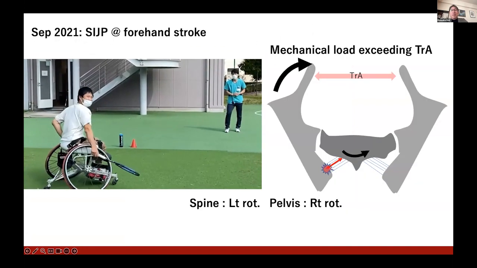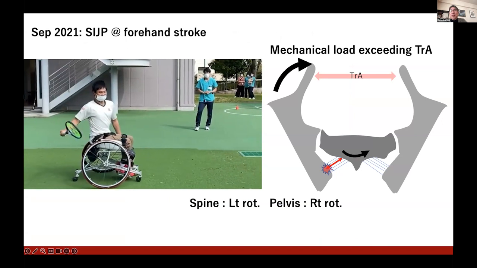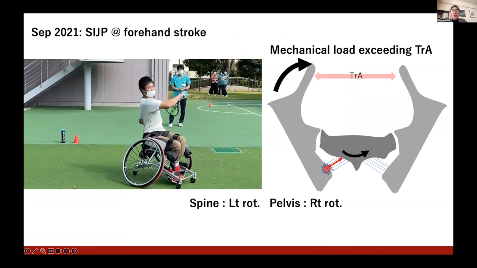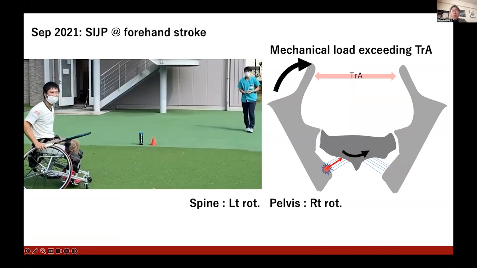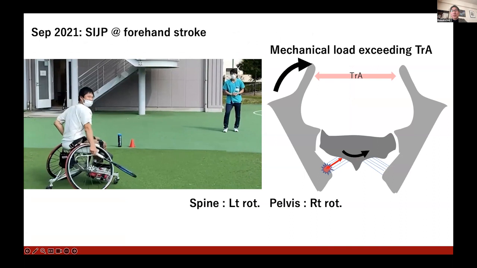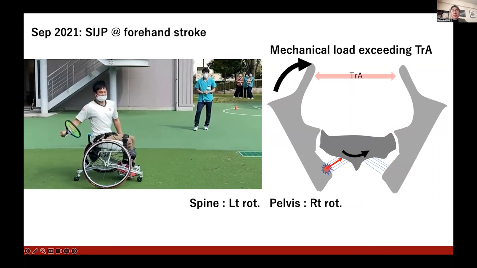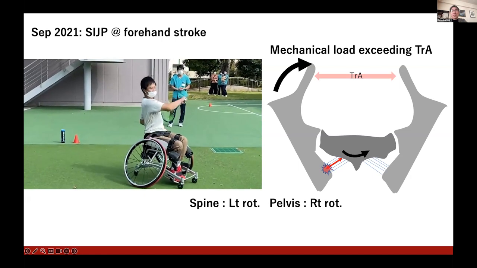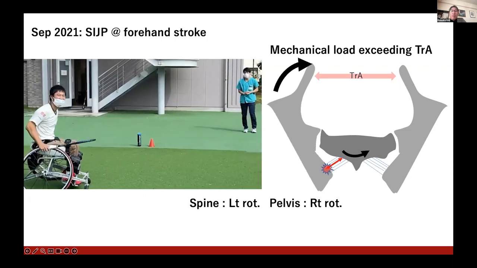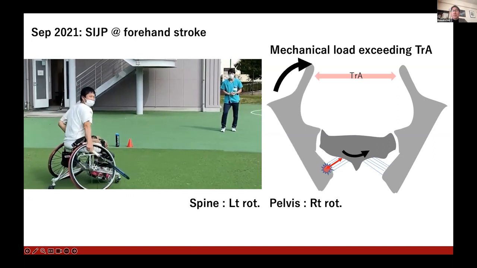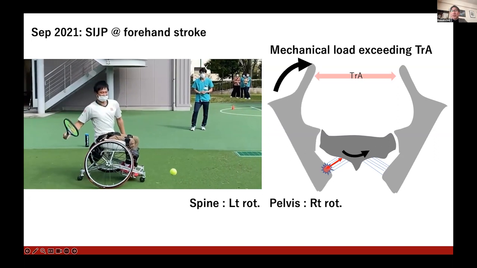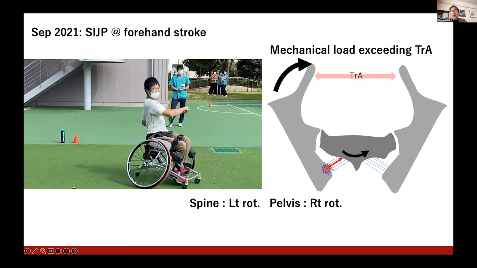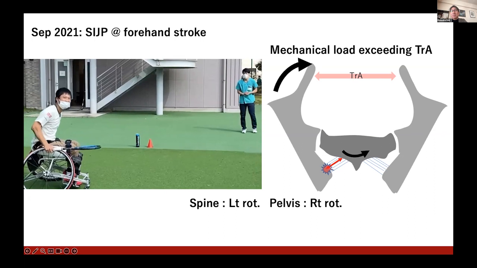However, after the Paralympic Games, while traveling around the world, SIJP came back. During that period, he was competing around the world without rest. As shown in this video, the pain recurred during 400 strokes. We believe that the rotational load on the pelvis was causing pain due to the load exceeding the functional stability provided by the transverse abdominis muscles.